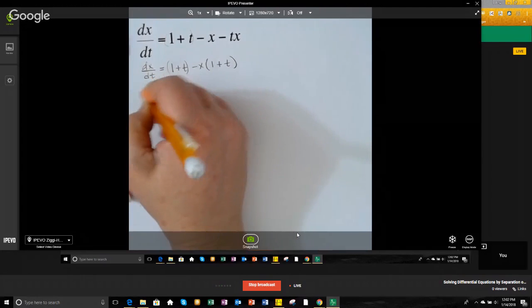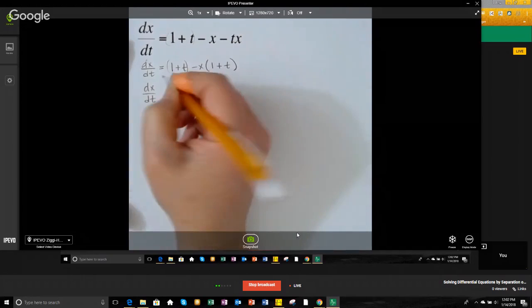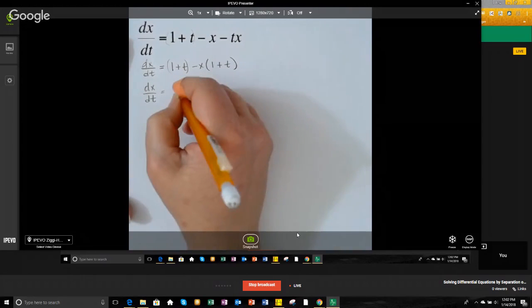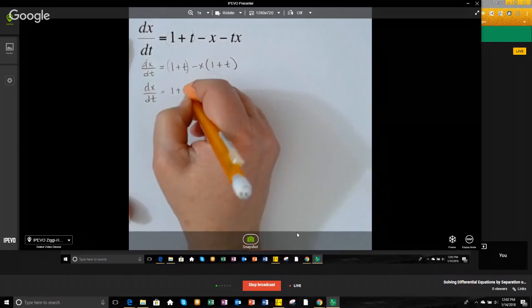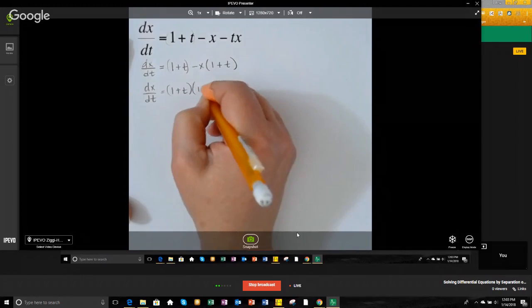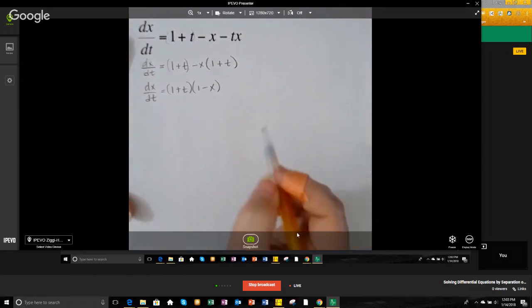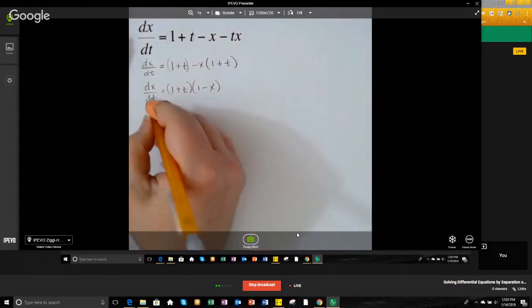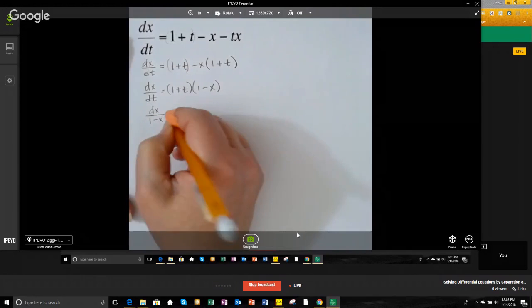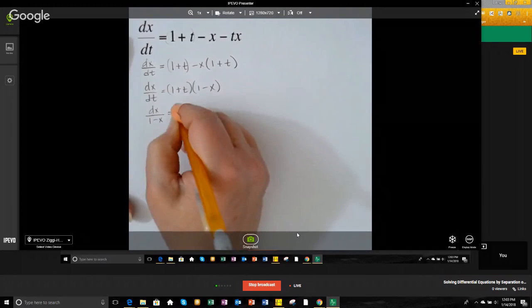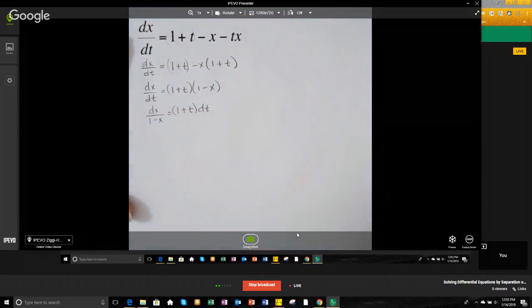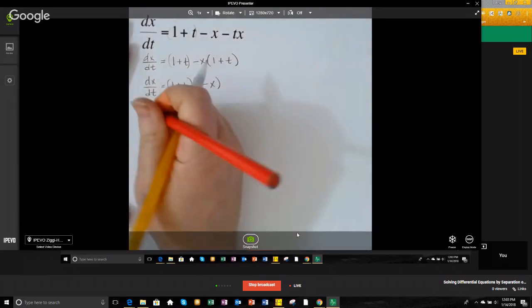And then dx dt is equal to 1 plus t, I can pull out in front. And then we're left with 1 minus x. And now we have two factors, and I can separate the variables. So we're going to bring the x's to the left. So it's going to be dx over 1 minus x equals 1 plus t dt. And now we can pull out our magic integral marker.